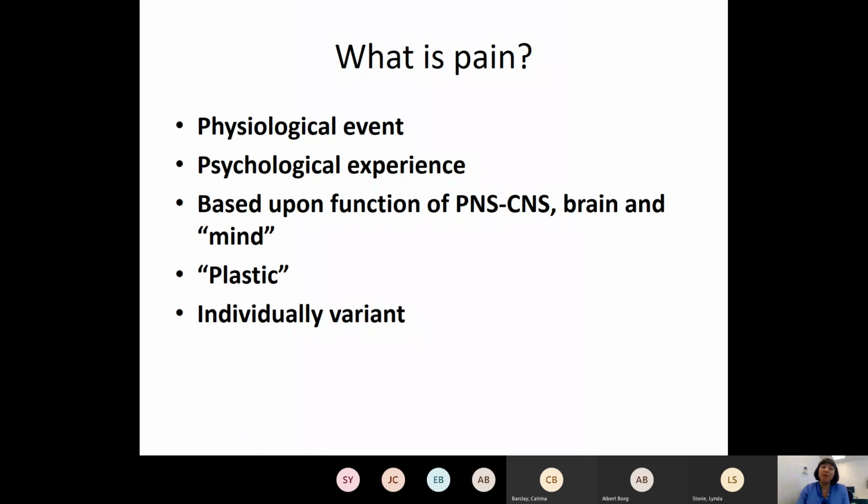So we've talked a bit about what it is. We've said it's a physiological event, but what I've tried to highlight is also a psychological experience. It's based on the interaction of all of these features with our mind. Our mind is plastic as well, and our perception of pain can change with time, so with persistent stimulus, and it can be individually variant or subjective, as we heard.